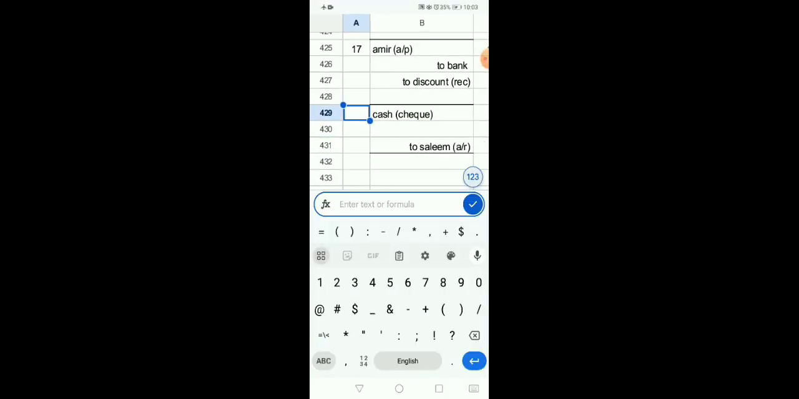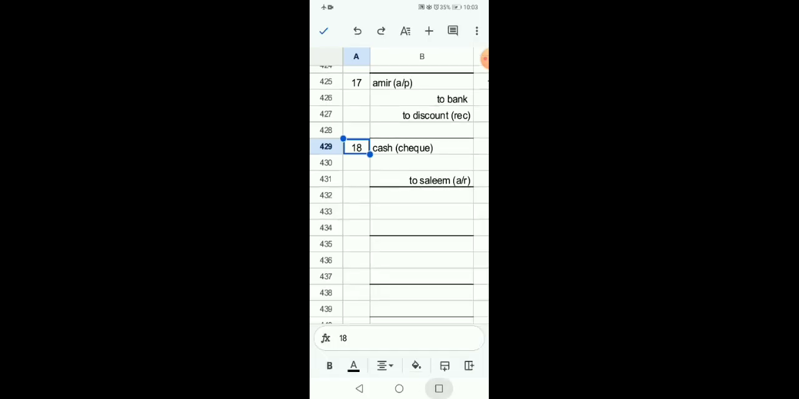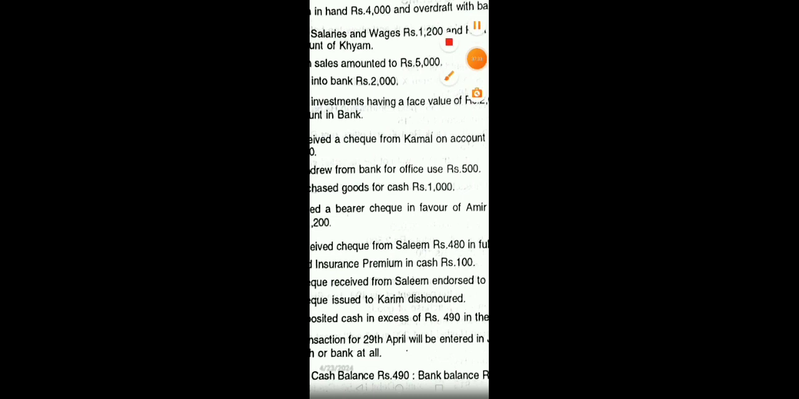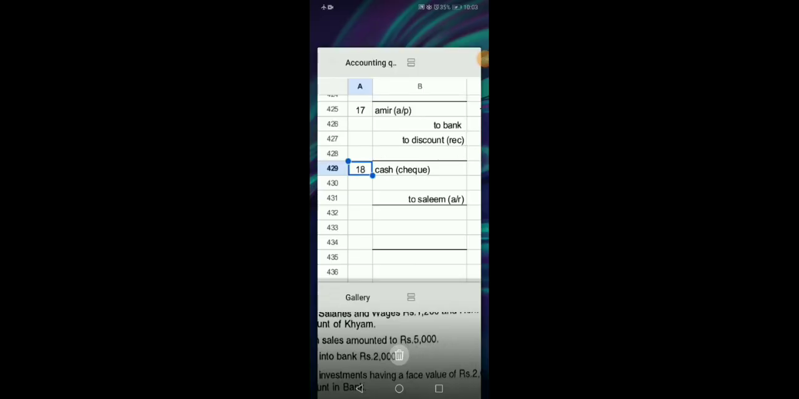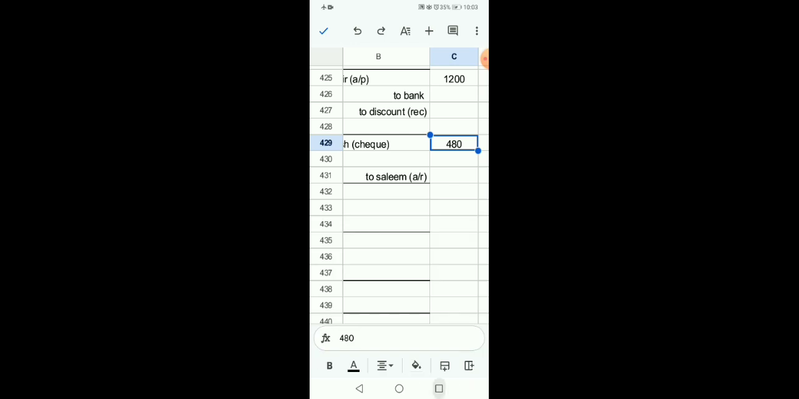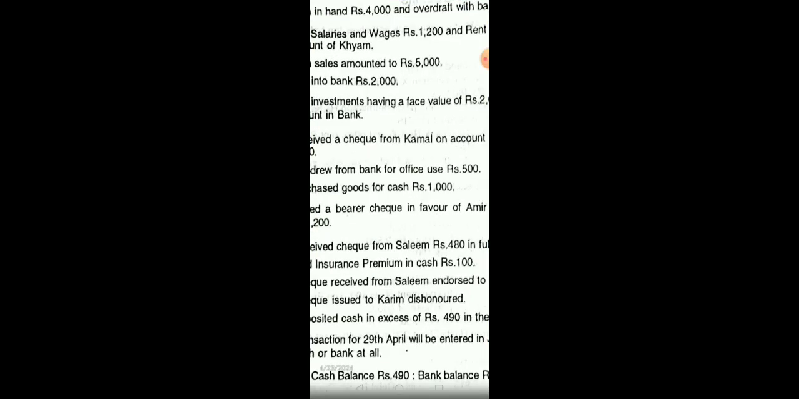18 should be written in the date column. See what it is in the 18. The amount of the check was 480. So what we will do, the amount 480 should be written in front of cash because it's the amount of the check. Full settlement, that is how much amount was receivable. 500 was the amount which was receivable from Salim. So you will write 500 over here.